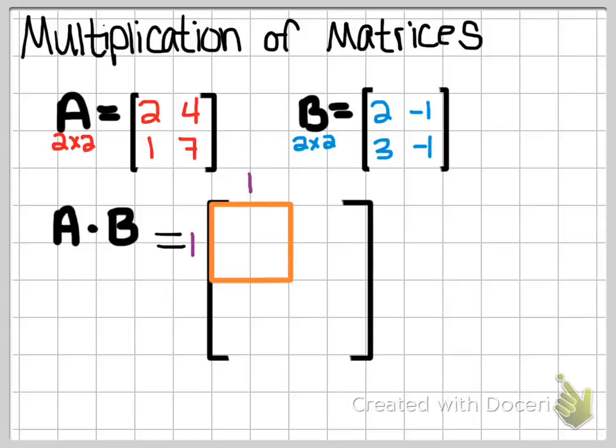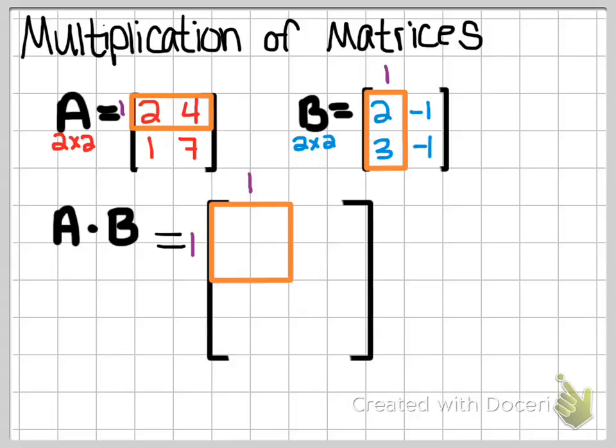So in order to get my answer element of 1, 1, I need to match up the numbers from both matrix A and matrix B. Now my answer element is in row 1, column 1. So because I say row first, I'm going to go to matrix A and I'm going to highlight that first row. Likewise, I'm going to highlight the column 1 in matrix B.